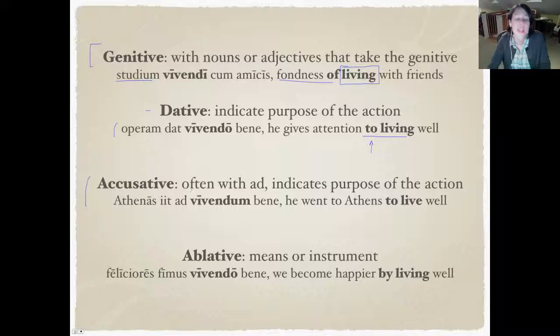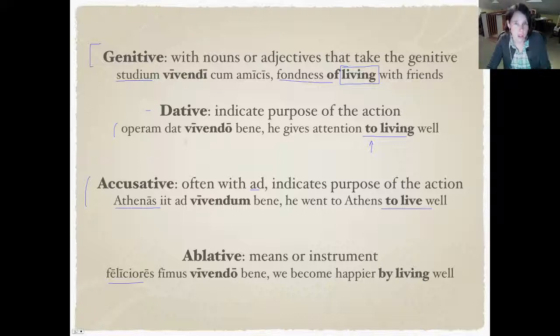The accusative gerund is often going to show up with the preposition ad. It's used to indicate the purpose of the action. Athenas iit ad vivendum bene. He went to Athens to live well. You'll see that this is actually very similar to the supine, the accusative supine. And then finally, the ablative gerund is used to express means or instrument. Felicior fimus vivendo bene. We become happier by living well.